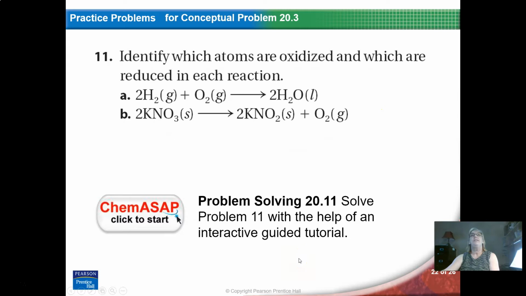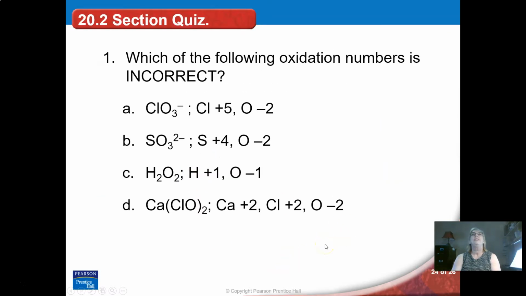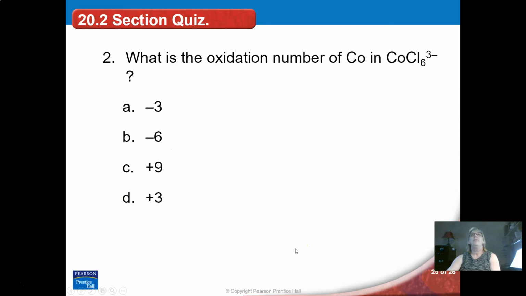Try these ones yourself, and let's see how you do on your quiz. You'll have to pause me and try all these possibilities, and then I'll give you the answer. So that is +2 plus 2 minus 2. What's the oxidation number of cobalt in this? So pause me, go through the process, and try it. So the answer would be that for cobalt.